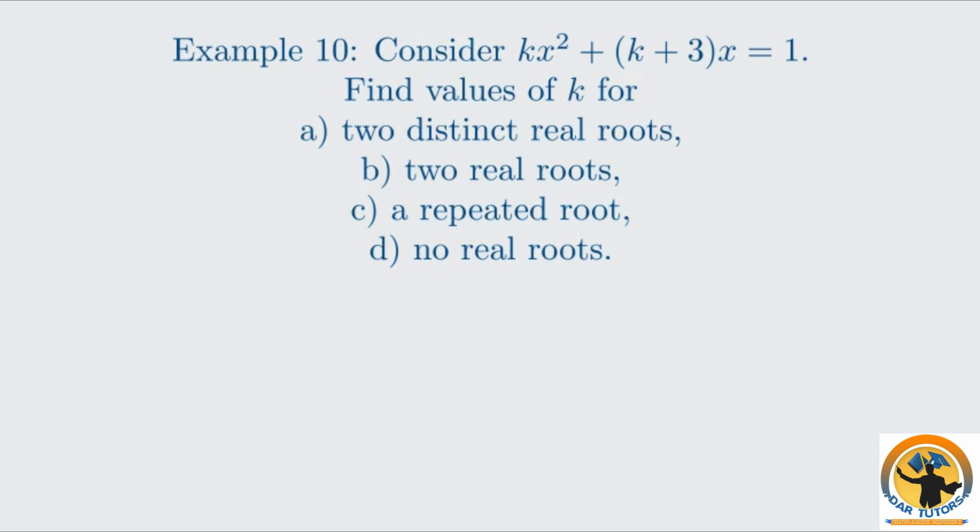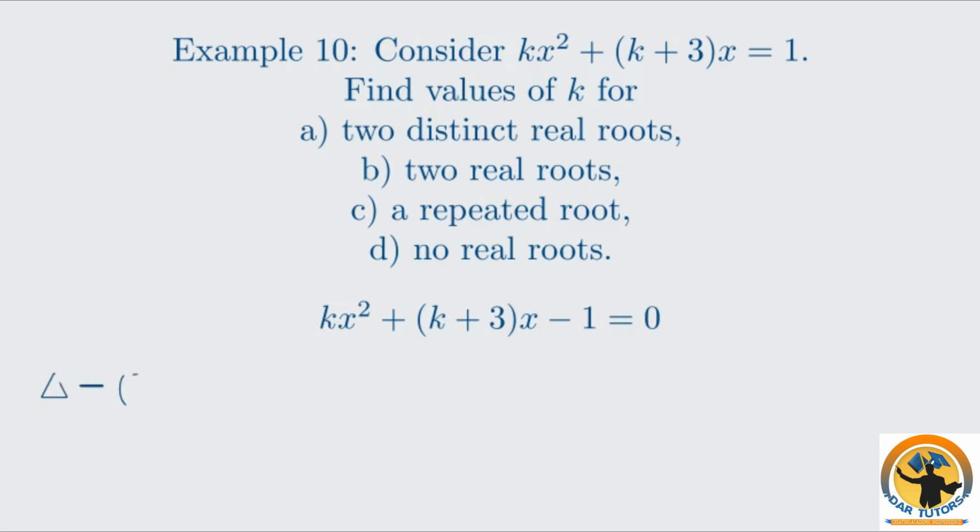First, rearrange the equation into standard form. Subtracting 1 from both sides gives kx squared plus the quantity k plus 3 times x minus 1 equals 0. Now, find the discriminant in terms of k. Here, a equals k, b equals k plus 3, and c equals negative 1.